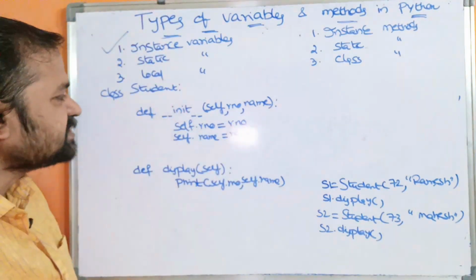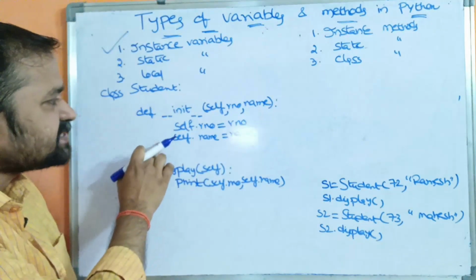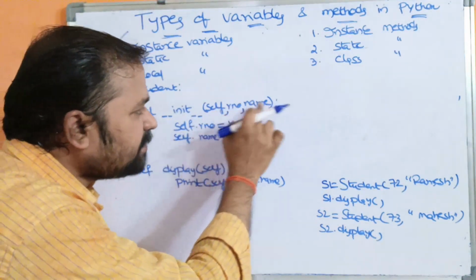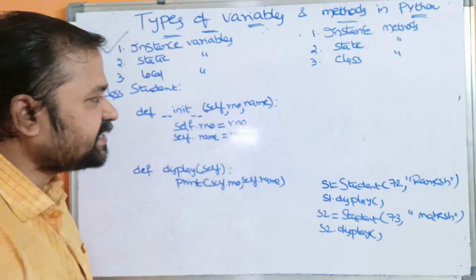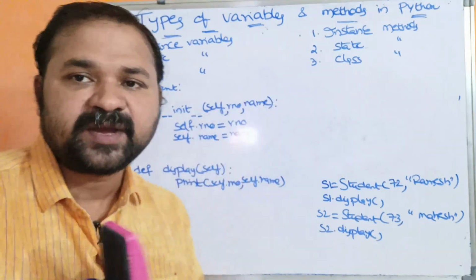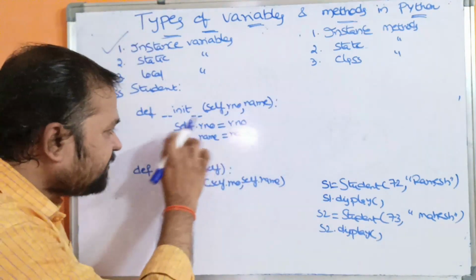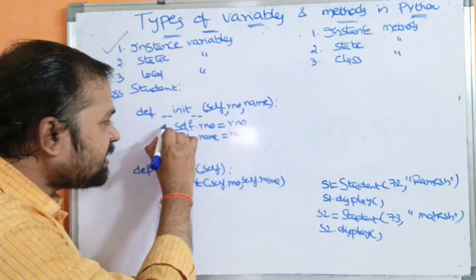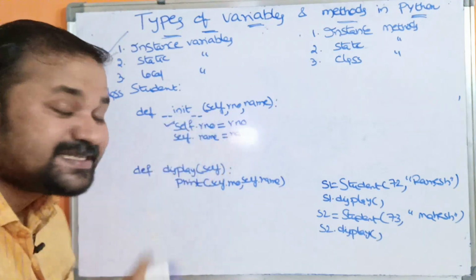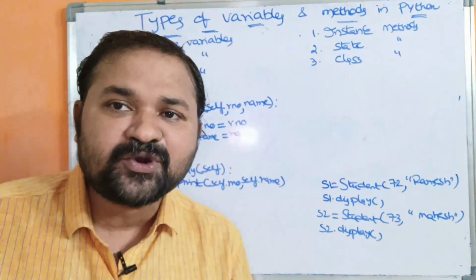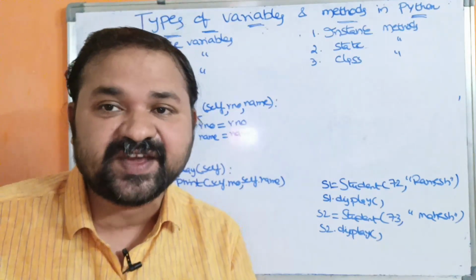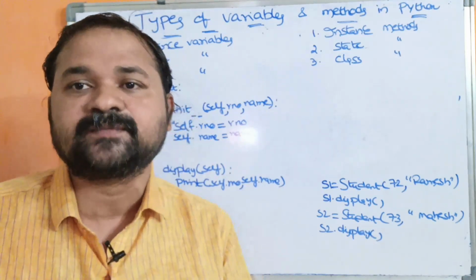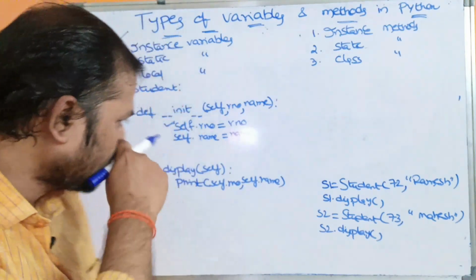Here the name of the class is Student. Here we have a constructor. The constructor accepts three parameters: self, roll number, and name. Self is compulsory, so we need to pass roll number and name. And here we have a statement: self dot roll number is equal to roll number. This is called an instance variable. Self dot roll number is called an instance variable. Instance variables are always accessed by using self.